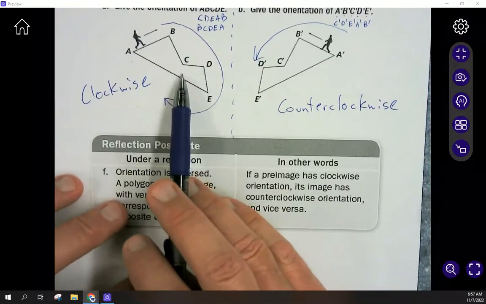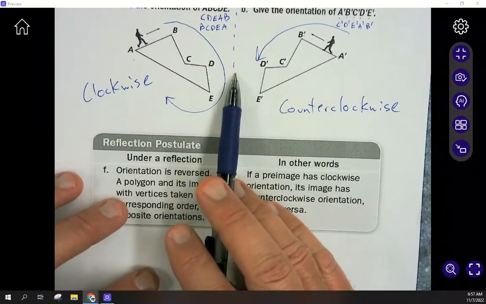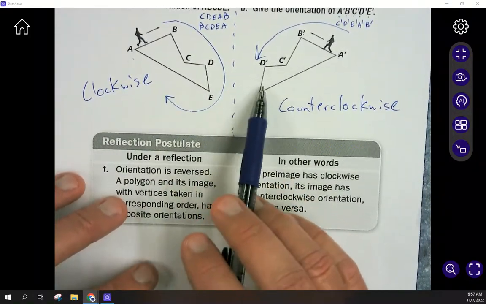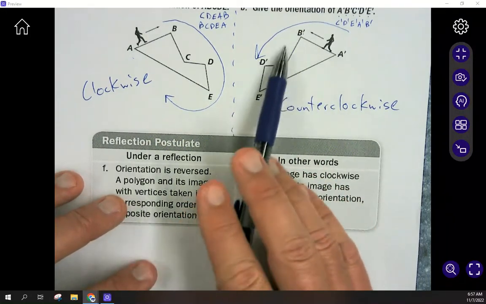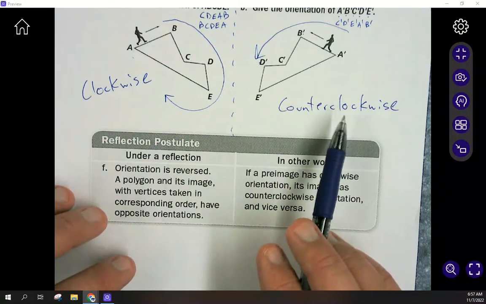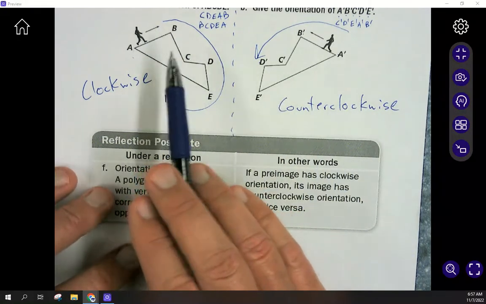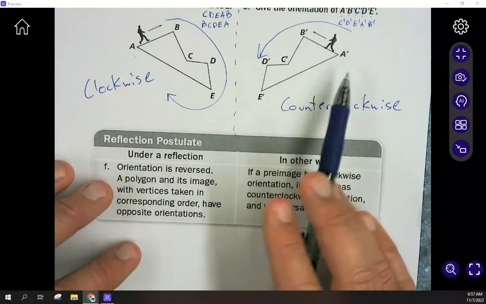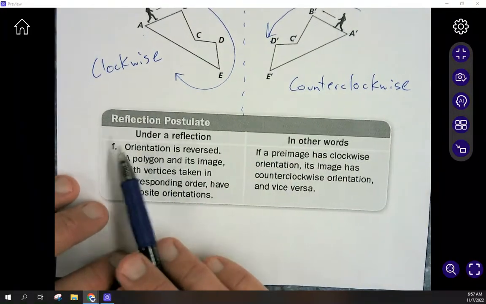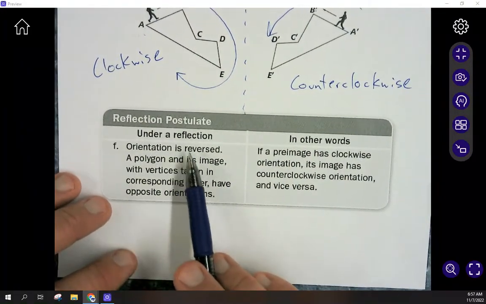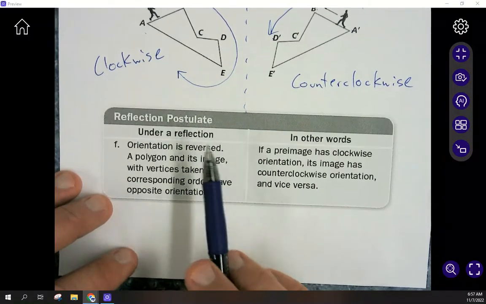When I reflected this over the line, the angles are the same, collinearity is the same, distance is the same, betweenness is the same, but orientation is not. This shape has flipped. It doesn't look the same. Okay, the orientation has changed. So letter F states orientation is reversed under a reflection.